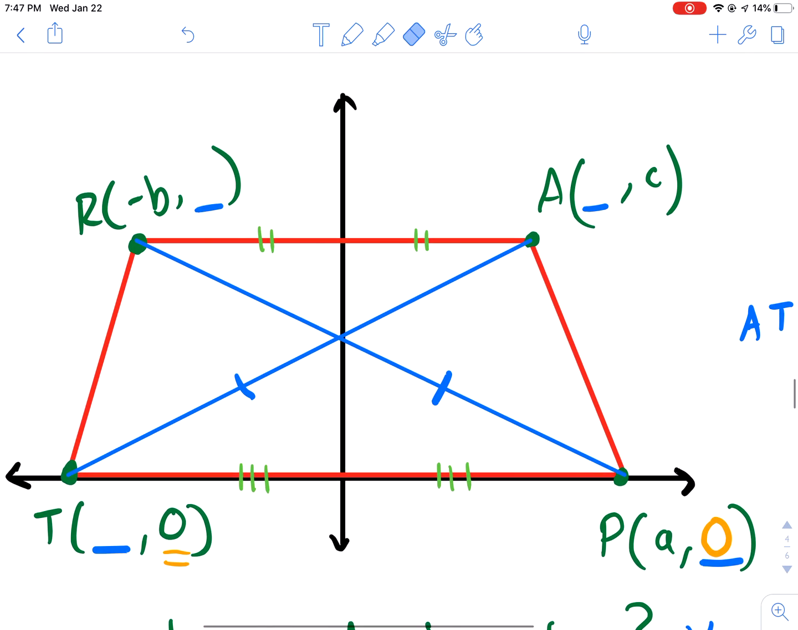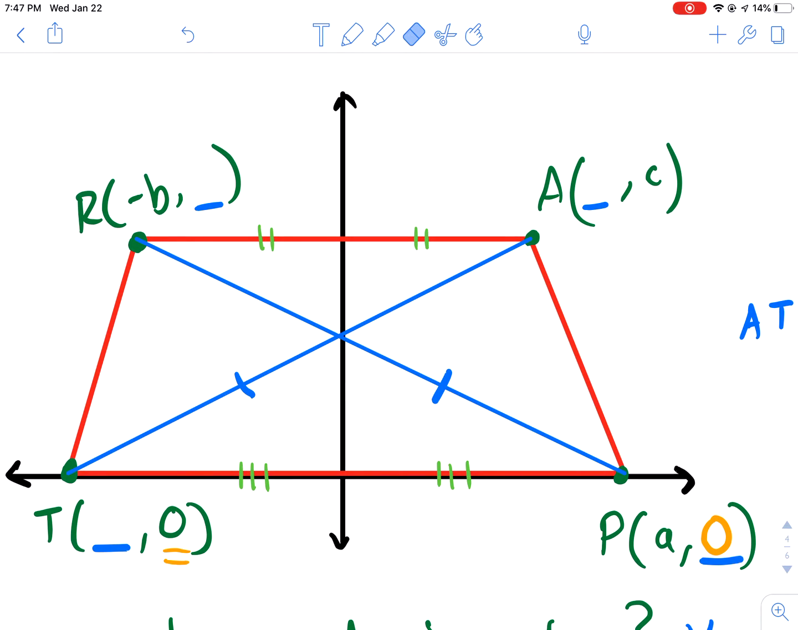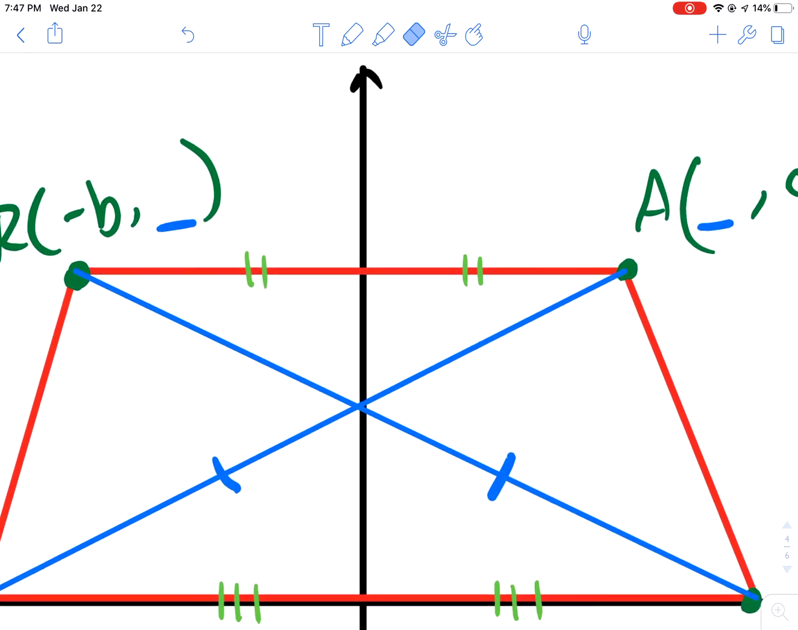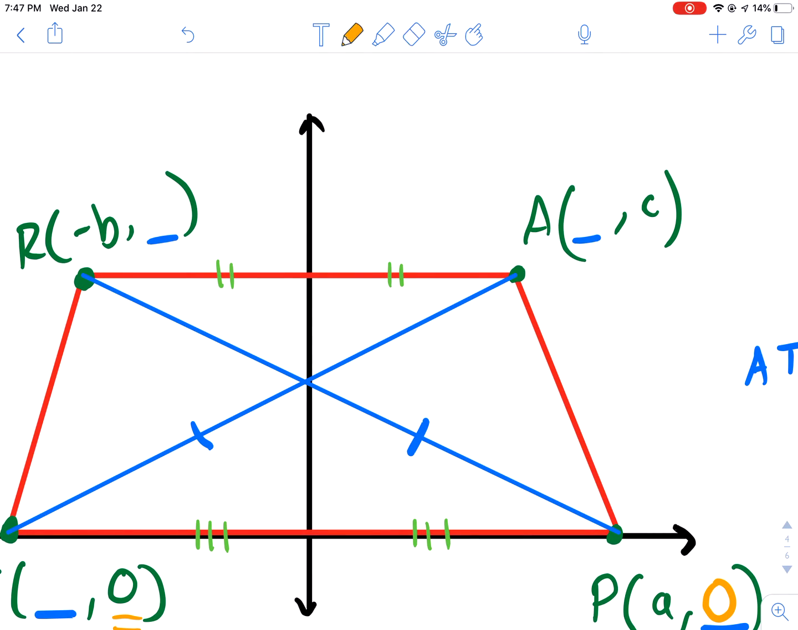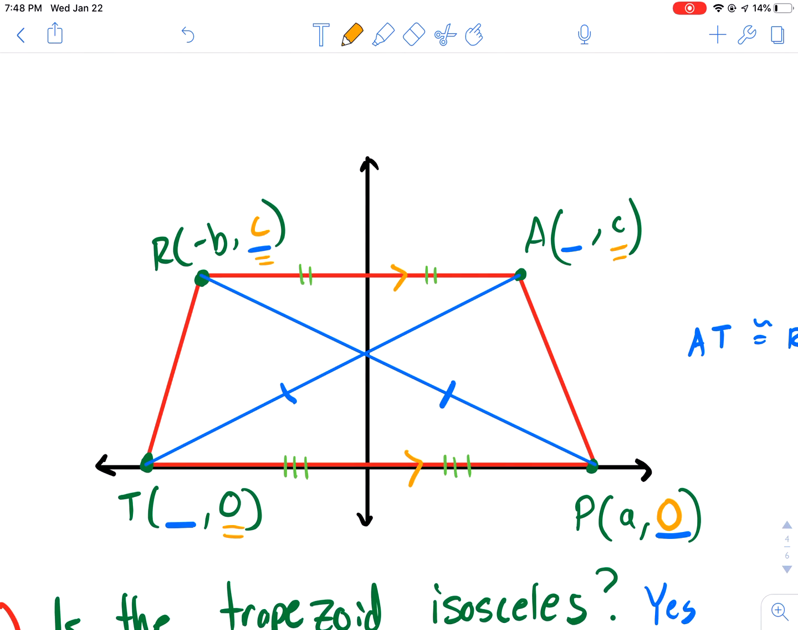Now, let's go up here. Let's get the easy value that's up here. So the y value of A is C. Well, if this is a straight horizontal line and these are parallel bases, then this also needs to be C because it's in the same y-axis plane as the other point. R and A are directly across from each other, so they're both at point C, okay? That's the easy part, okay?